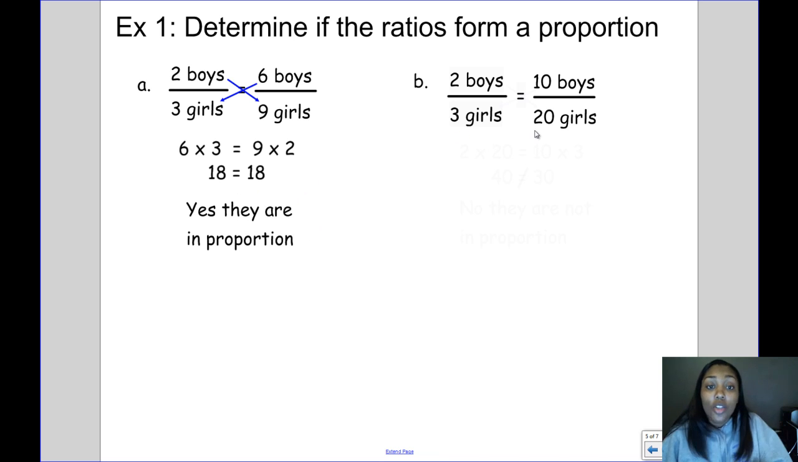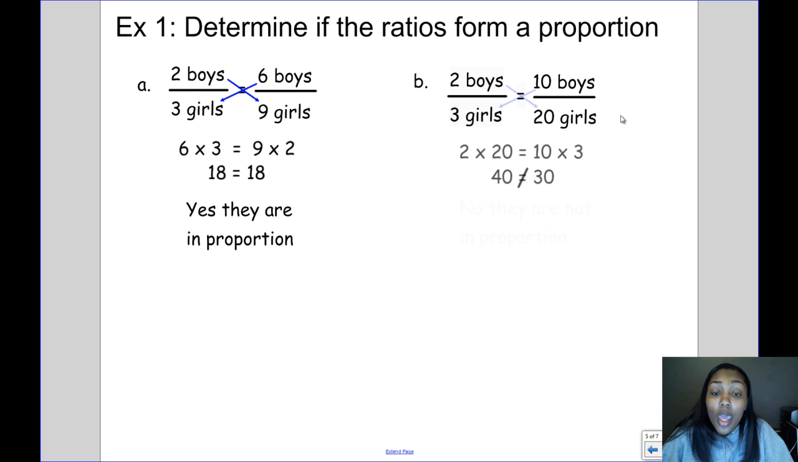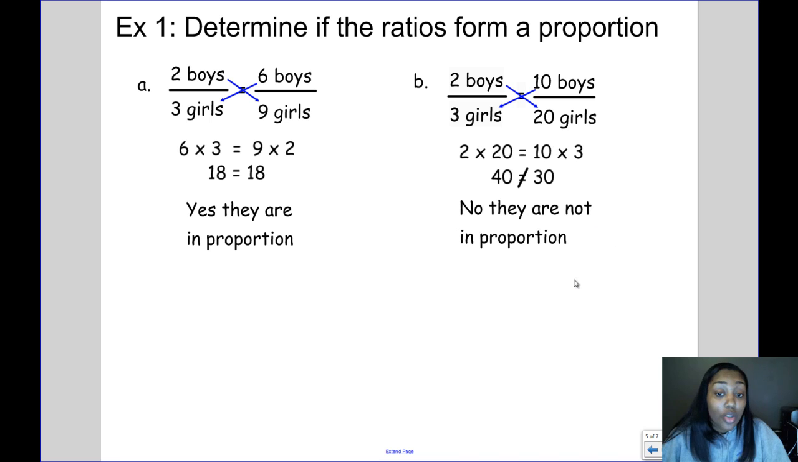So then let's look at this. We have 2 boys for every 3 girls, and we're saying that we have 10 boys to 20 girls. So again, we want to do our cross products. And we'll notice that one side, 2 times 20, gives us 40, and the other side, 10 times 3, gives us 30. Well, because 40 does not equal 30, then that means these two ratios are not in proportion because they are not equal to each other. So in order to see if ratios form a proportion, you simply check the cross products.